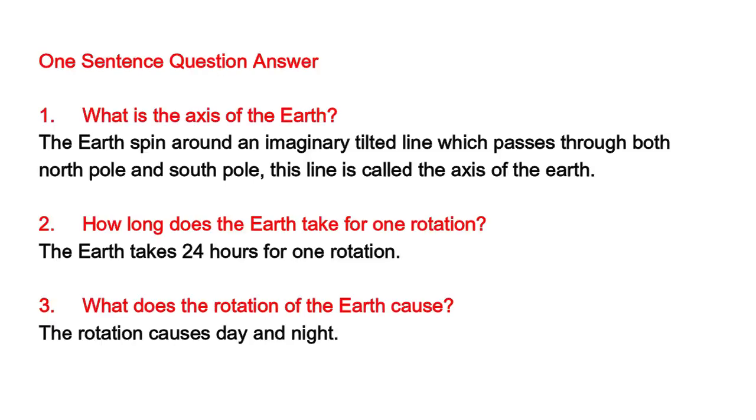1. What is the axis of the Earth? The Earth spins around an imaginary tilted line which passes through both the North Pole and South Pole. This line is called the axis of the Earth. 2. How long does the Earth take for one rotation? The Earth takes 24 hours for one rotation. 3. What does the rotation of the Earth cause? The rotation causes day and night.